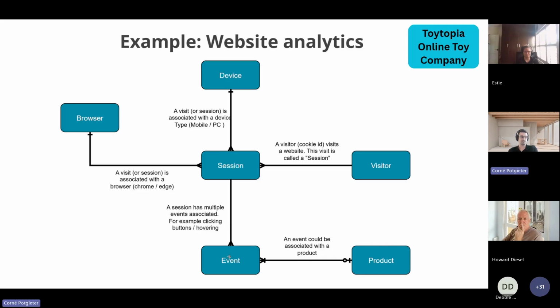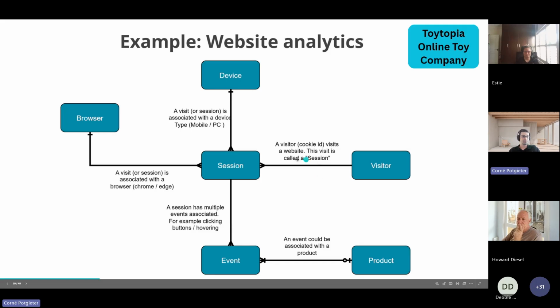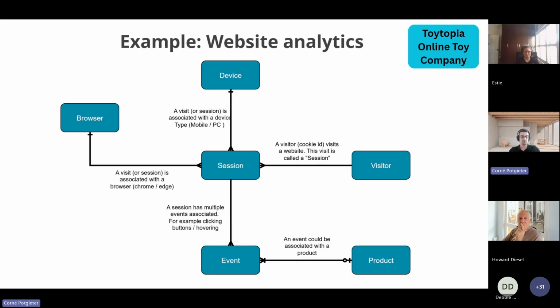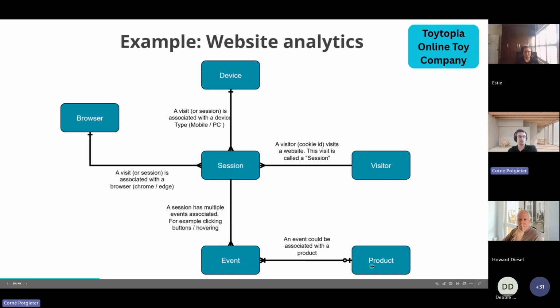Each session has multiple possible events that you can do on a website. So even if you just hover your mouse, those are also events that can be tracked. Basically, once you've accepted the cookie, all of those behaviors can be tracked, what you are doing on the website. And an event can be associated with a product.